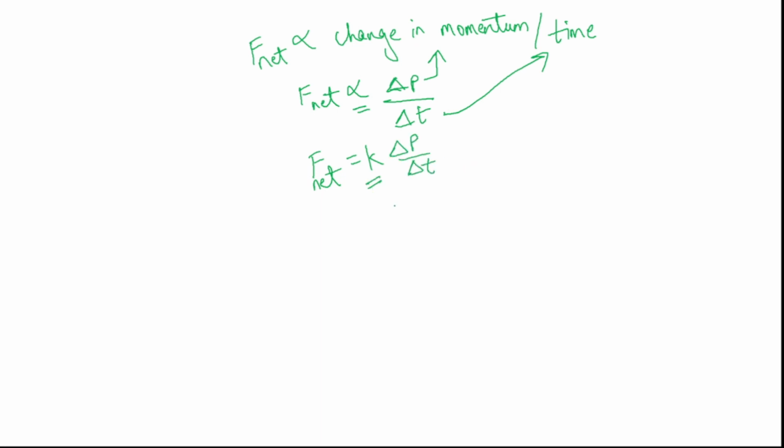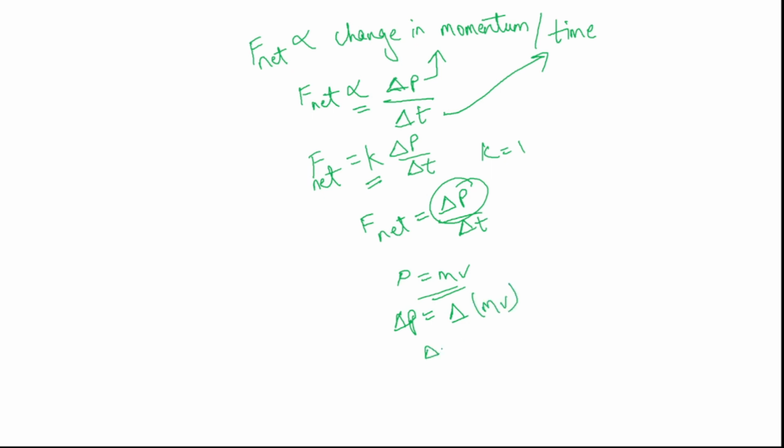Okay. So the unit of force is so chosen that the value of K becomes 1. So K equal to 1. What will happen here? F net equal to delta P by delta T. Right. So what is delta P? We all know that P equal to mv. P is momentum, right? Momentum is product of mass and velocity. So P equal to mv and delta P equal to delta mv and delta P equal to m delta v. When we are assuming the mass of body is constant, okay, then we will write m delta v.